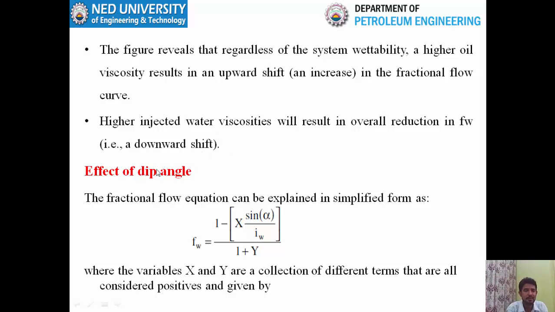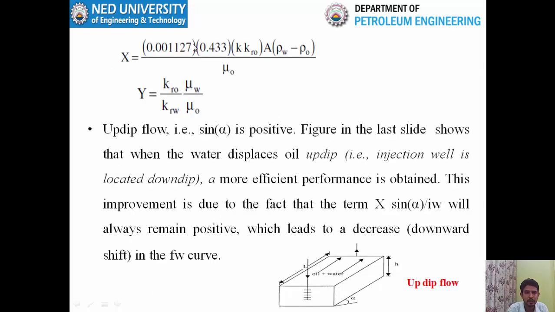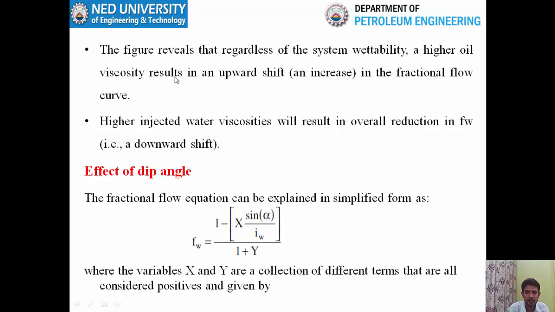So now we see the effect of dip angle on the FW curve. To understand the effect of dip angle, which is alpha, on the FW curve, we have simplified the equation in this form, where x and y are the collection of different terms. So x is a collection of these terms, and y is a collection of these terms. So the equation has been simplified in this form.